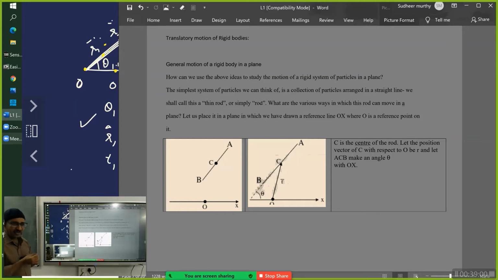So for that, what we have done is we have chosen C as a point, and then we have taken a reference point and drawn a line to that. And then we have also formed another angle theta. We are creating some things like this. Now, if I want to say the rod is translating, then how will you give the math model for this?